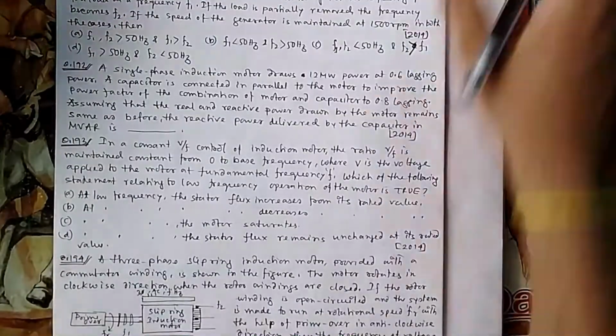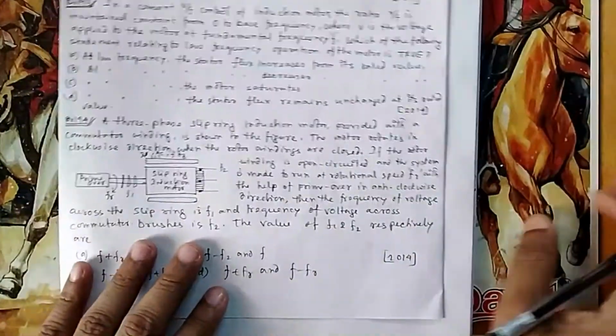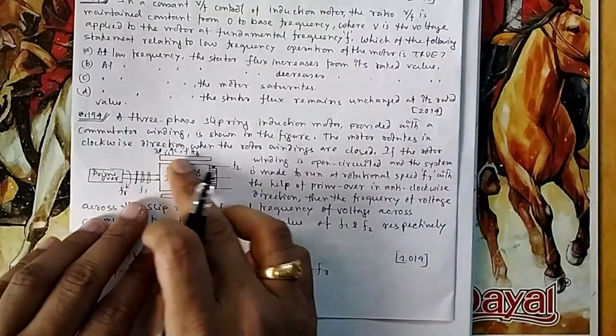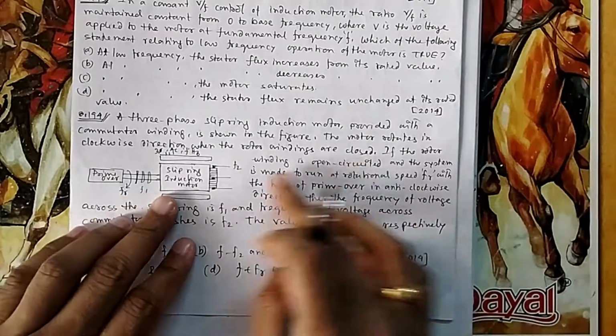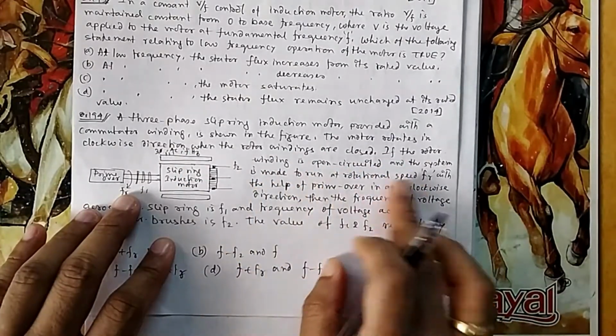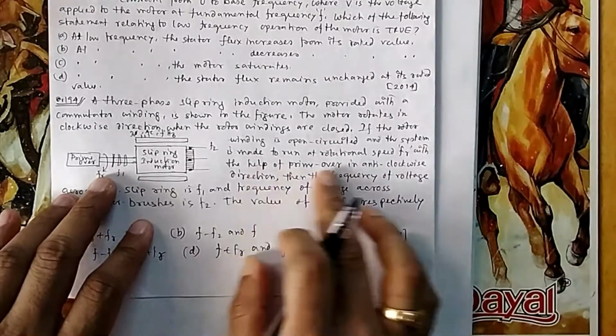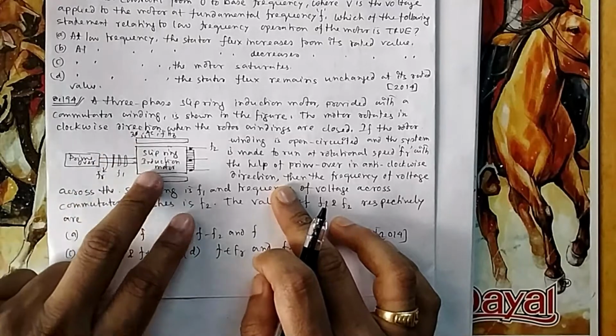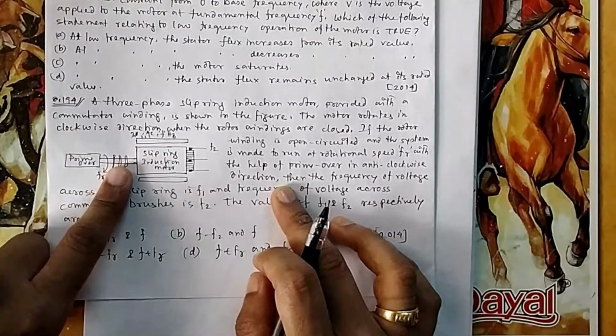Now in Q194, a 3-phase slip ring induction motor provided with a commutator winding is shown in the figure. The motor rotates in the clockwise direction when the rotor windings are closed. If the rotor winding is open circuited and the system is rotated at speed Fr with the help of a prime mover in the anti-clockwise direction. Initially it was rotating in the clockwise direction. If you give this supply, it was rotating in the clockwise direction.